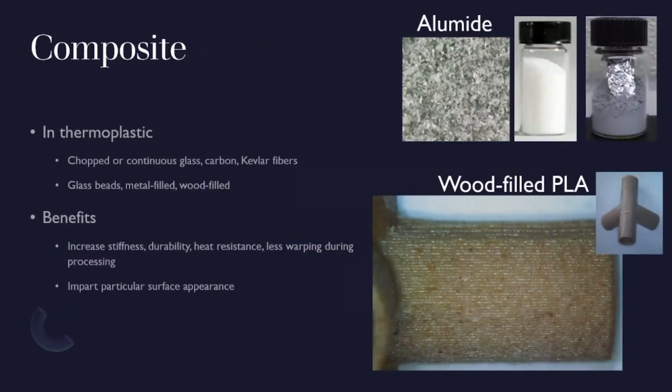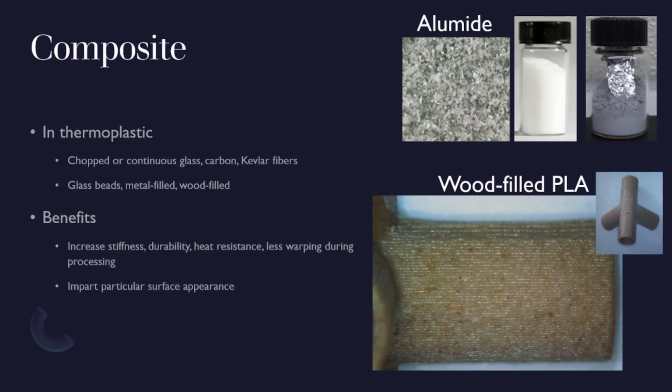Nowadays, more and more materials are composites, which, as I mentioned before, are made up of two or more constituents. Most common are thermoplastic materials mixed with reinforcement fibrous materials like carbon fiber, so that the end product can be lighter and more dimensionally stable. Glass beads or bits of wood or metal can also be mixed in. Examples are shown on the right, where you see alumide, a nylon-based material used in SLS that has aluminum flakes to impart a metallic-like surface.